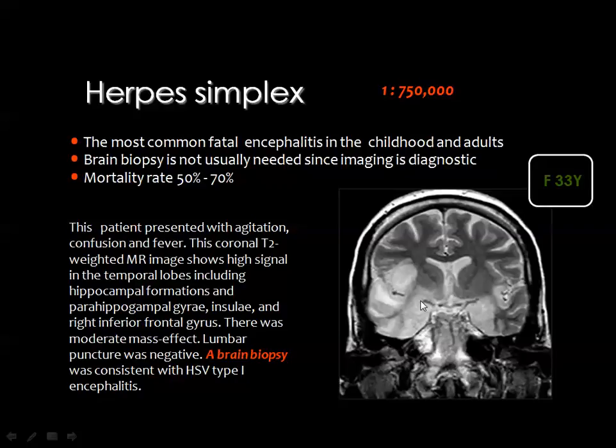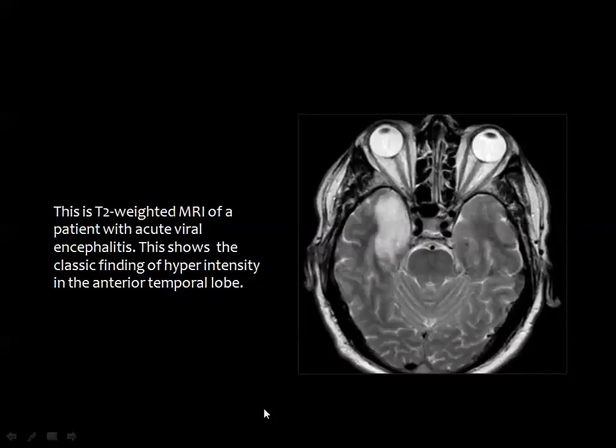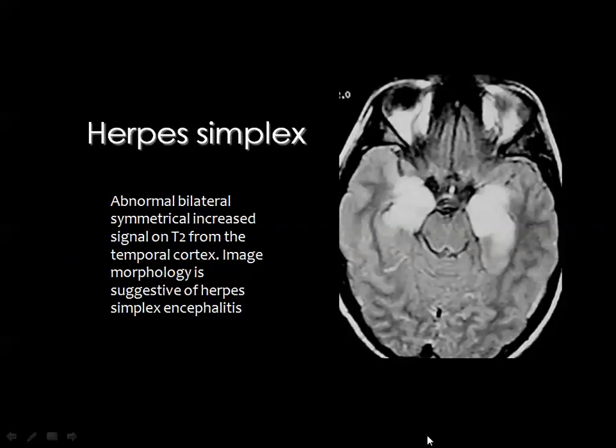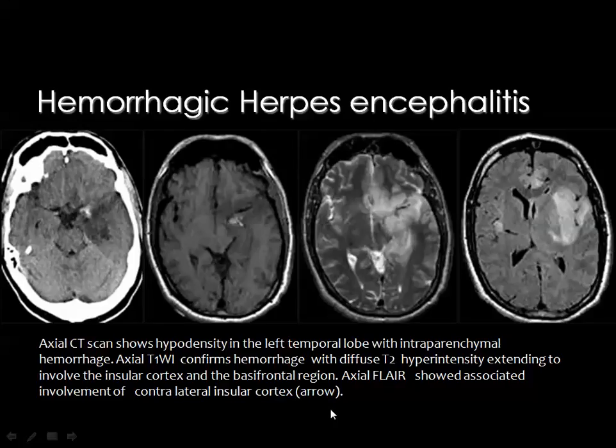They may be symmetric or asymmetric. They are hypodense in the CT, low signal in the T1, and high signal in the T2 weighted image. And this is an example of unilateral pathology in the medial part of the temporal lobe on the right side. And this is an example of a bilateral, almost symmetrical appearance of the lesions, which show high signal in the FLAIR image, representing herpes encephalitis.